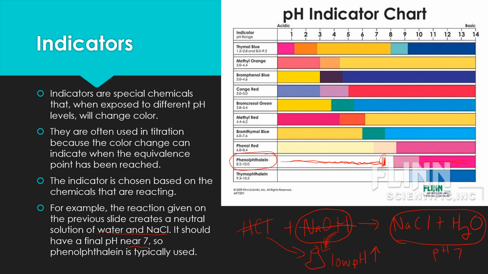And when we get this light pink, I like to call it baby girl pink, that's when we would stop our titration, and we would know that we've reached the end point of our reaction where the color change has occurred, and we will estimate our equivalence point based off of that information.